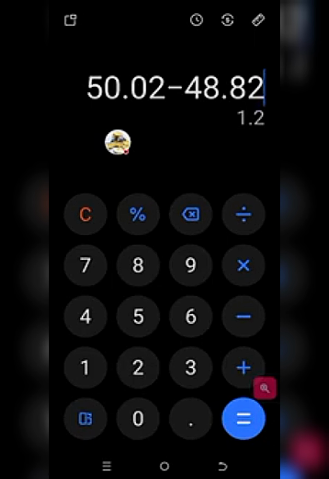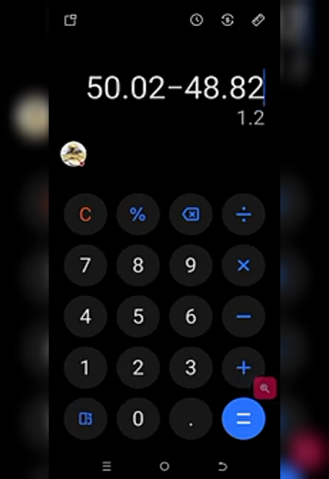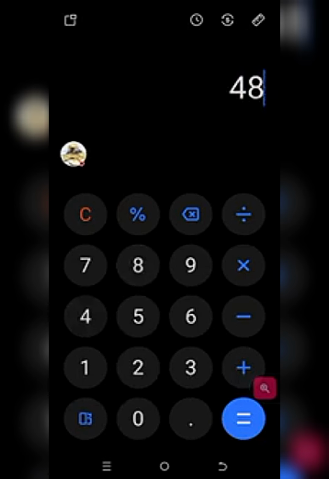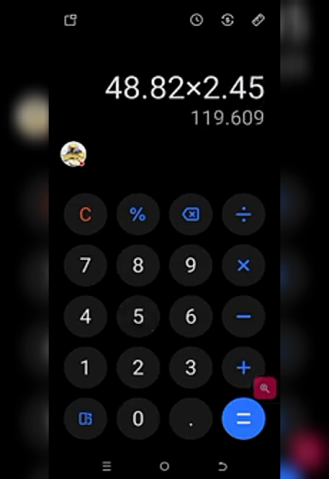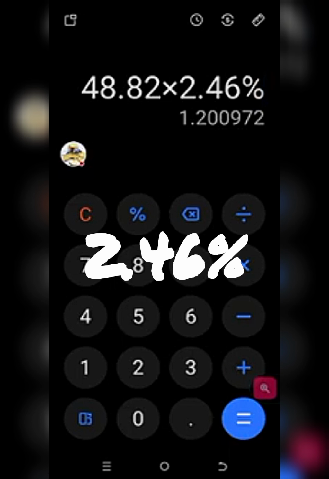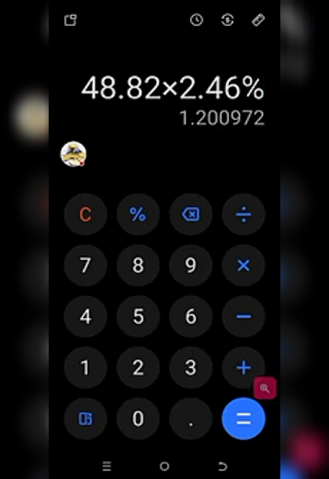That's really cool. $1.20. And then we will calculate how much this is. This is obviously more. So we are going to quickly check that out. 48.82 times 2.2. Okay, that was $1.20. It's even more than that. Less than 2.5. Yeah, 2.46%, guys. On our Solana trade, we got $1.20 and we made 2.46%.